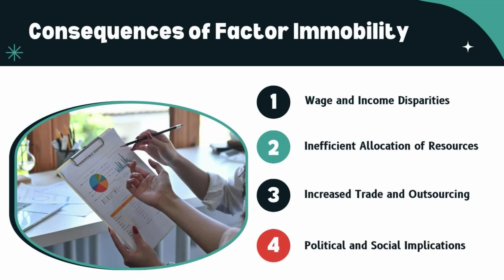Now we will see what the consequences of factor immobility are. The first consequence, which I have already mentioned, is wage and income disparities. Obviously, immobility leads to differences in wages and capital returns between countries. For example, what happens?